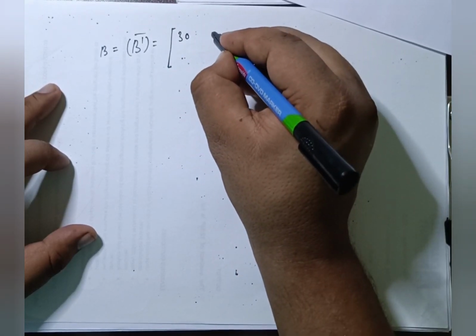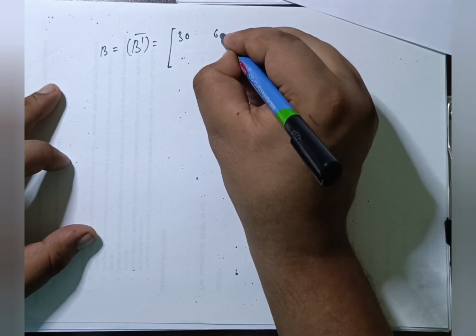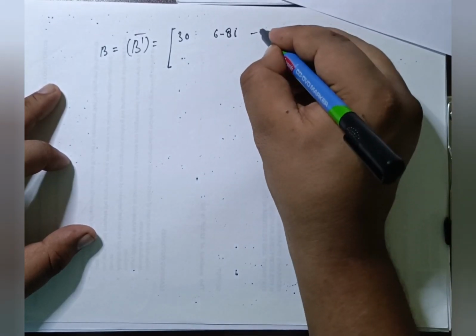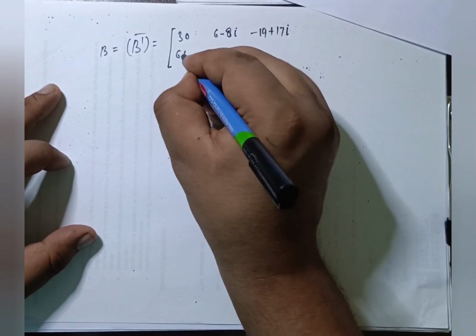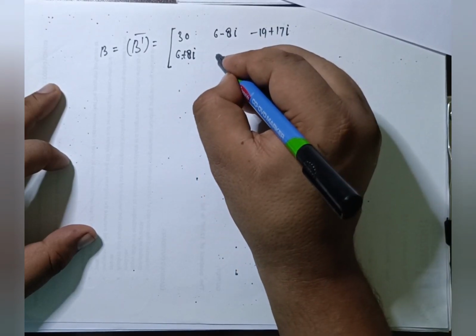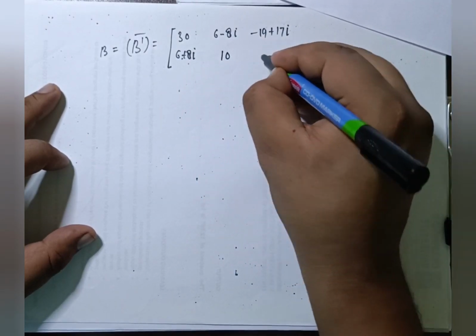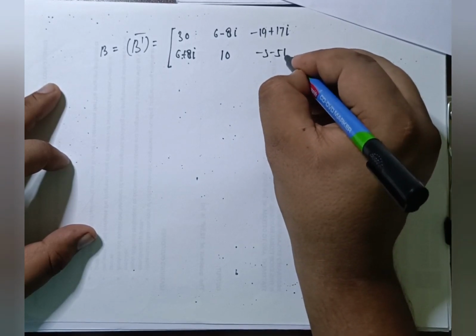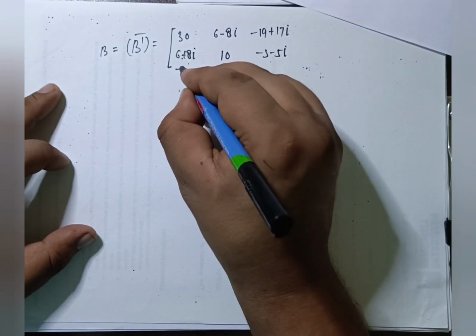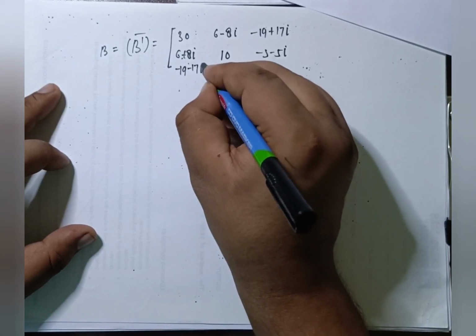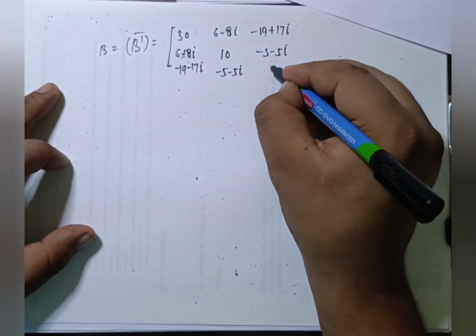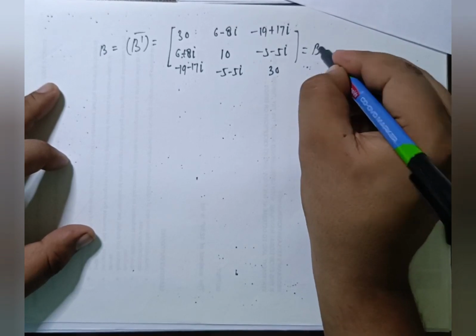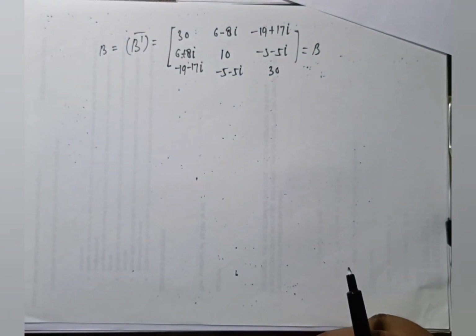Check it yourself. 36 minus 8 iota and minus 19 plus 17 iota. Okay, then 6 plus 8 iota, and 10 minus 5 minus iota, minus 5 minus 5 iota, minus 19 minus 17 iota, and here we have minus 5 minus 5 iota and 30, which is equal to B. So it is the Hermitian matrix, and these are very simple manipulations.